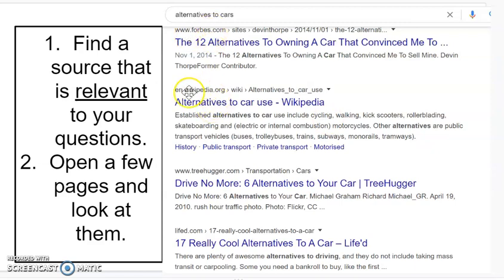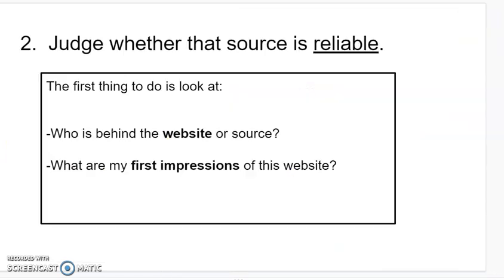I'll be looking at some of these titles like treehugger.com. That sounds interesting, maybe a bit biased. Life.com, I have no idea what that is. Wikipedia, we'll talk about Wikipedia later. So I'm already starting to think, what are these websites and do I trust them? But find information that's actually relevant and you'll find websites that answer your questions.